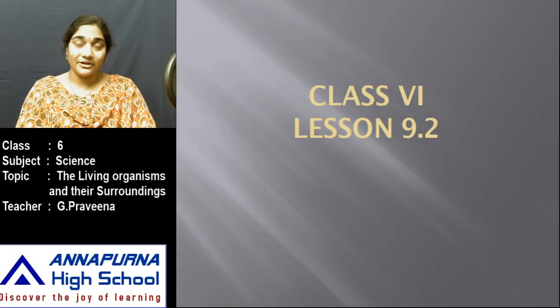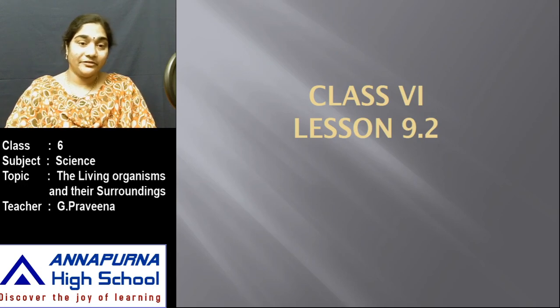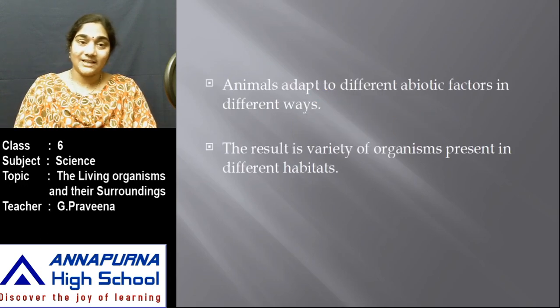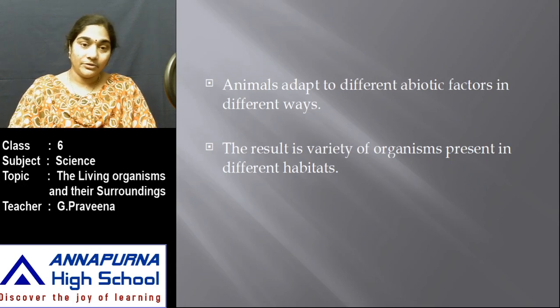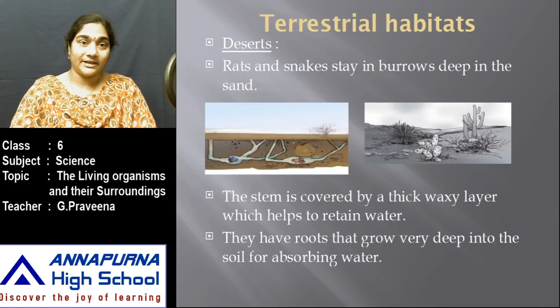In the last video, you have learned what is meant by habitat and what is meant by adaptation, and how all the different organisms are adapted to different habitats. Animals adapt to different abiotic factors in different ways. If this adaptation is not possible, organisms die, or if they adapt themselves, they can survive in the environment. So the result is a variety of organisms present in different habitats, and this is possible only due to the process of adaptation. In this video, we are going to learn the different kinds of habitats.